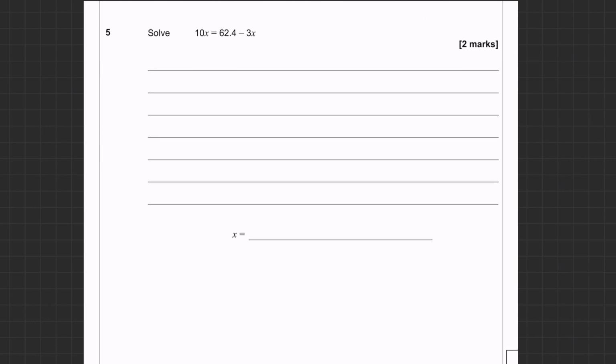Question 5. Solve 10x equals 62.4 minus 3x. Well, my first step, I'm going to add 3x to both sides. So that will leave us with 13x equals 62.4. We then need to divide both sides by 13 to leave us with x. So that will leave us with x equals 4.8. Doing 62.4 divided by 13 in your calculator.